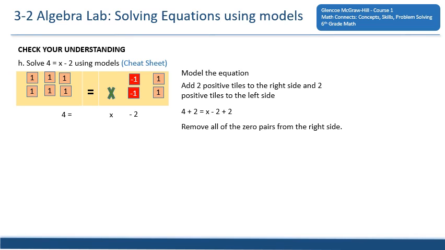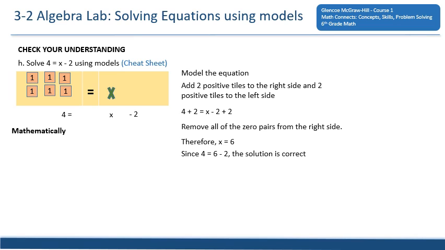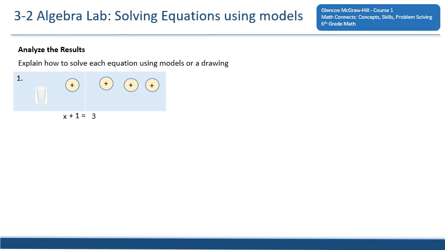Remove all 0 pairs from the right. Both of those are gone. That does get x all by itself. Therefore, x equals 6. Since 4 equals 6 minus 2, the solution is correct. And if we just solve this mathematically, we have 4 equals x minus 2, and we add 2 to both sides so that we get x by itself, we get 6 equals x minus 0, or 6 equals x.